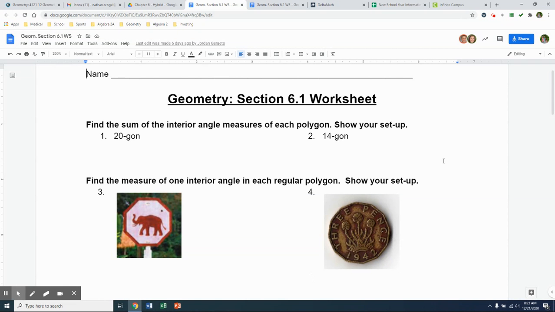Anything from 6.1? You can throw them up in the comments.